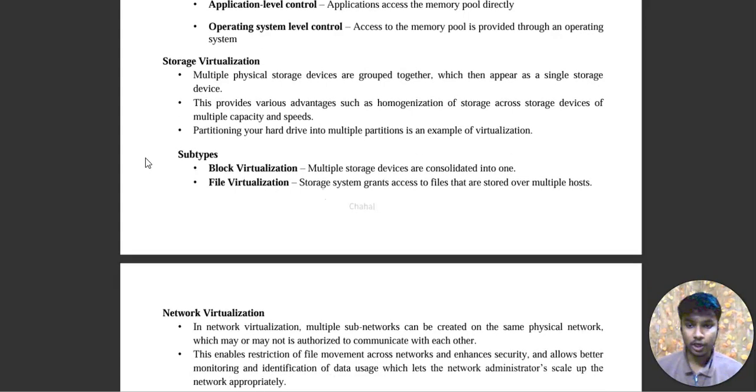So now the next type of virtualization is storage virtualization. In storage virtualization, multiple physical devices are grouped together, which then appear as a single storage device. It is also divided into subtypes, that is block virtualization and file virtualization. In block virtualization, multiple storage devices are consolidated into one, and in file virtualization, the storage system grants access to files that are stored over multiple hosts.